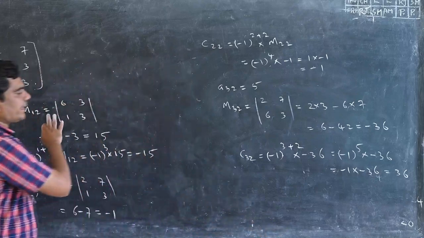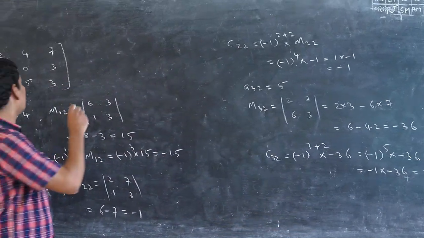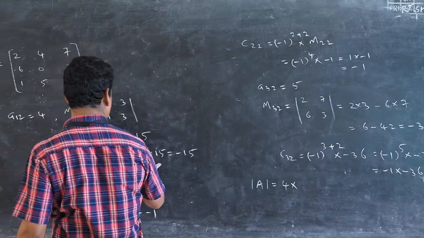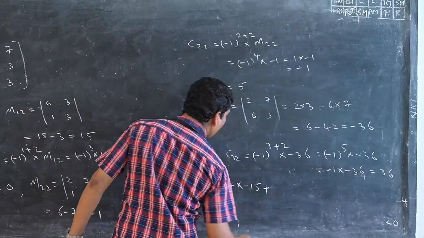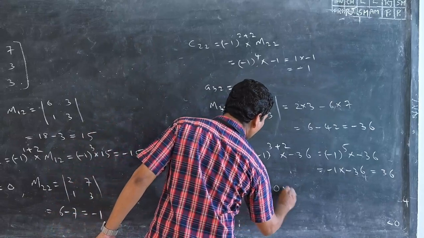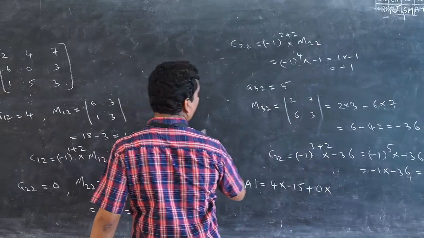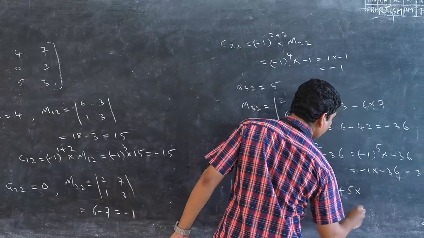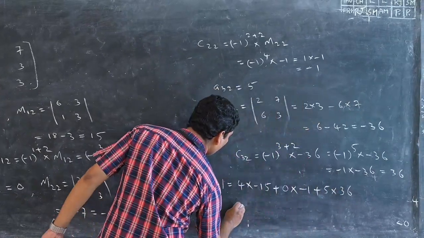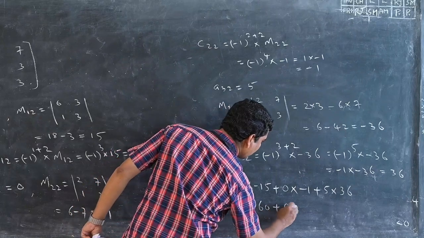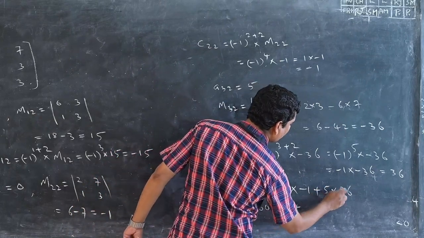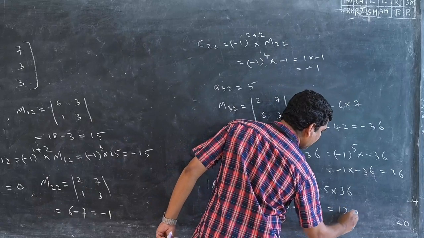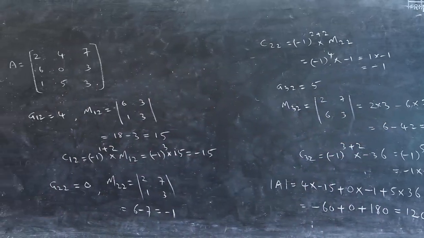So, determinant of this matrix using the second column is, determinant A is equal to 4 into its cofactor, minus 15 plus, next element is 0, 0 into its cofactor is 0. Its cofactor is minus 1. Third element is 5. 5 into its cofactor is 36. It is equal to minus 60 plus 0. It is 180. 180 minus 60 is 120. So we get the same answer, 120.